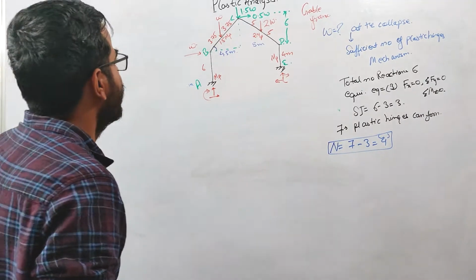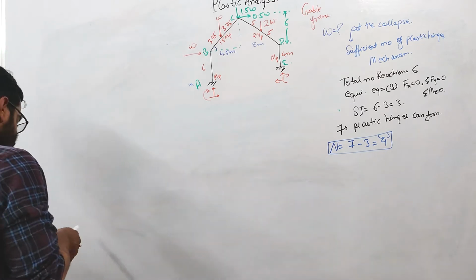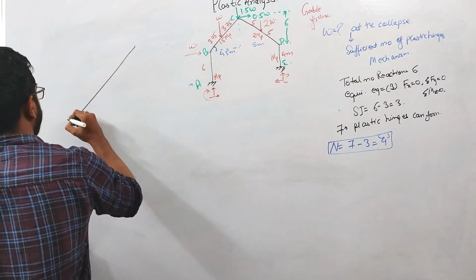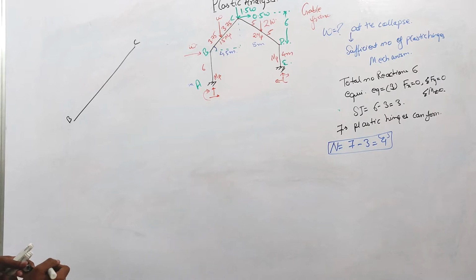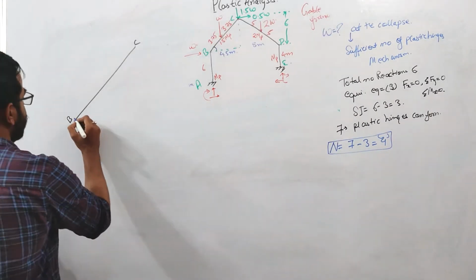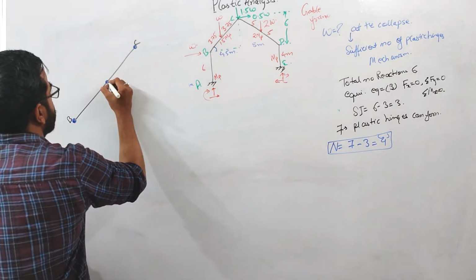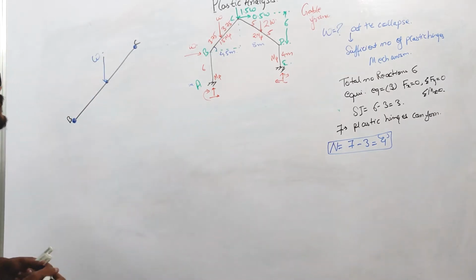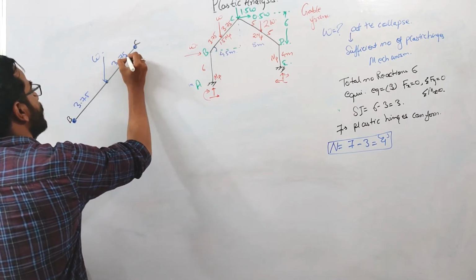So now we will be considering the beam mechanism in this BC member. When there is a mechanism in this BC member, the plastic hinge will form at this B point, this C point, and at this point load, where this W load is acting. This distance is given as 3.75, this is 3.75.